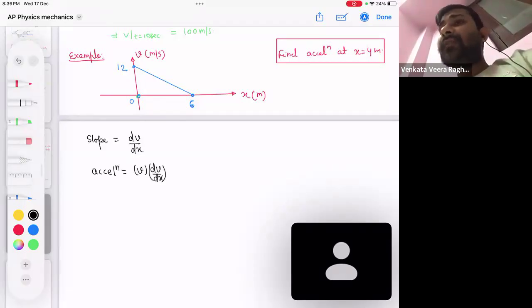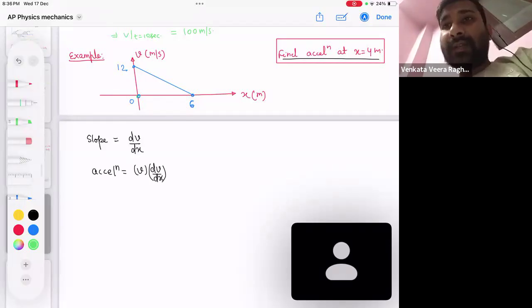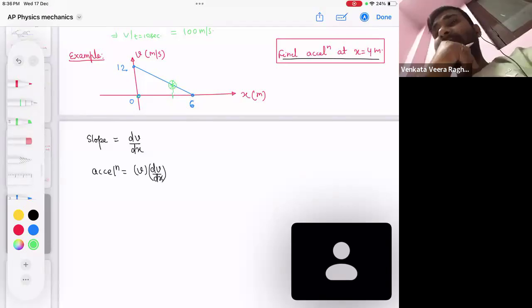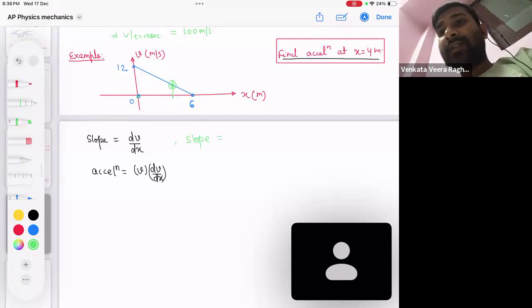Right? So that means if I want to know acceleration at x equal to 4, let's say this is the point x equal to 4, do I need to know at this point what is the slope of the graph and what is the velocity at that point? Because velocity is also always changing, isn't it? So please tell me, what is the slope of this graph? Is it simple to calculate the slope? Is the slope of this graph 12 minus 0 by 6 minus 0? And is the slope negative in this case? Please tell me.